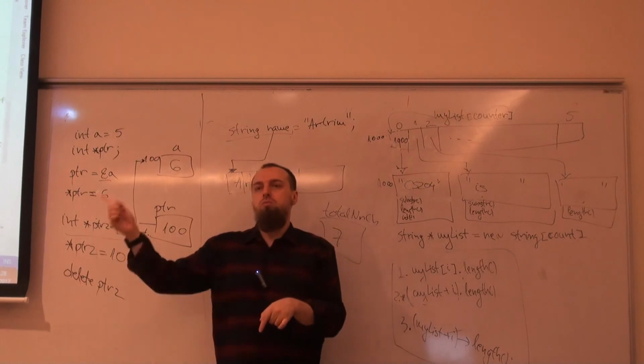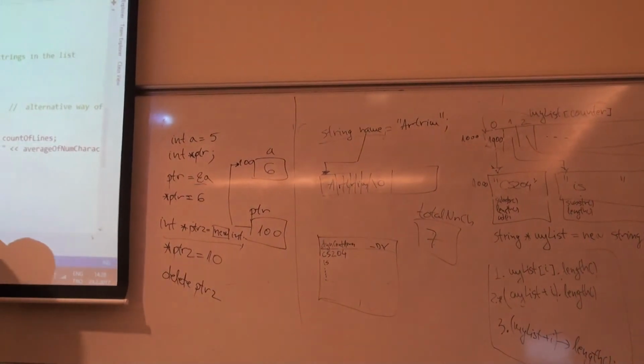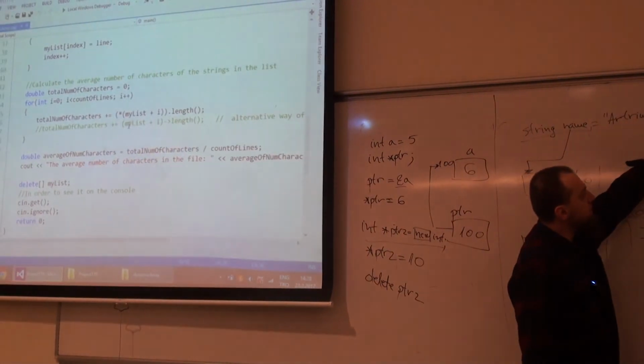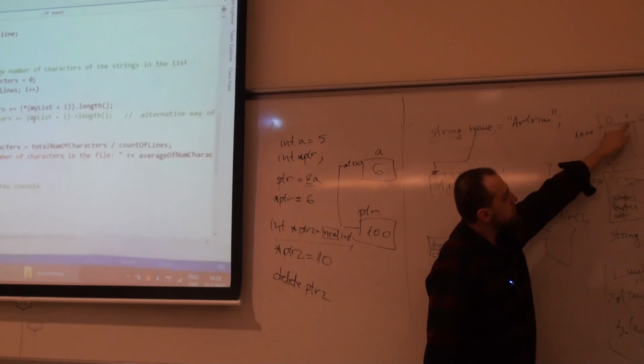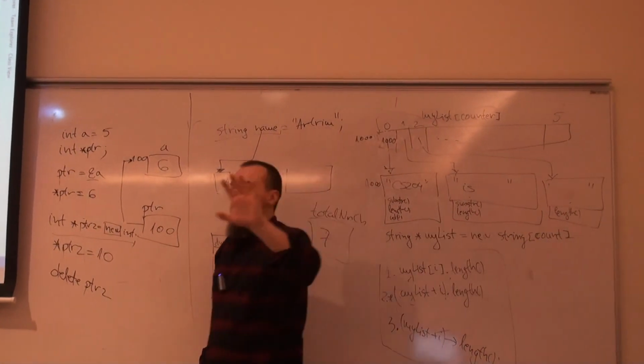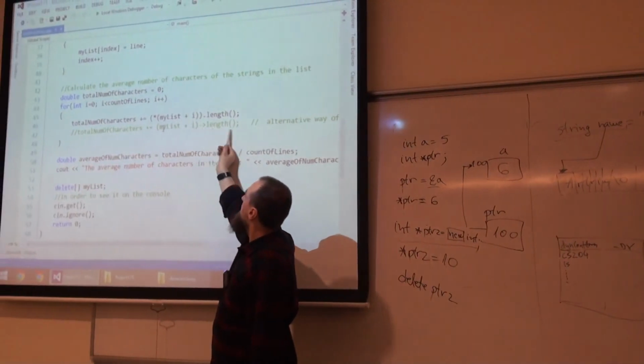My list is going to, now I is incremented and it's 2. Then I'm accessing my list plus 2. My list always points here, plus 2. It's 1, 2, it's this pointer. Star, I'm taking the length. The same thing can be done with this stuff here. My list plus I, arrow length.